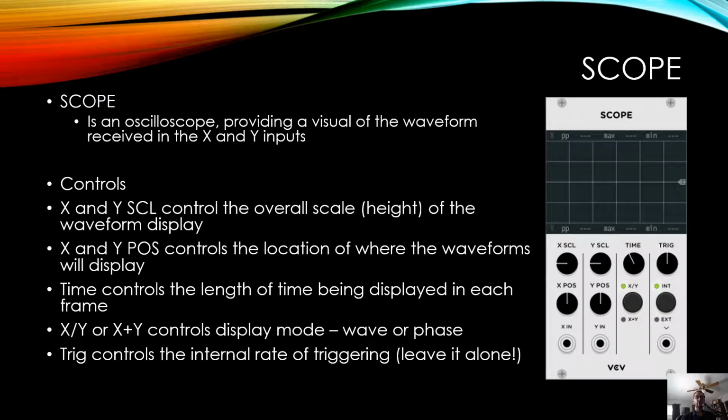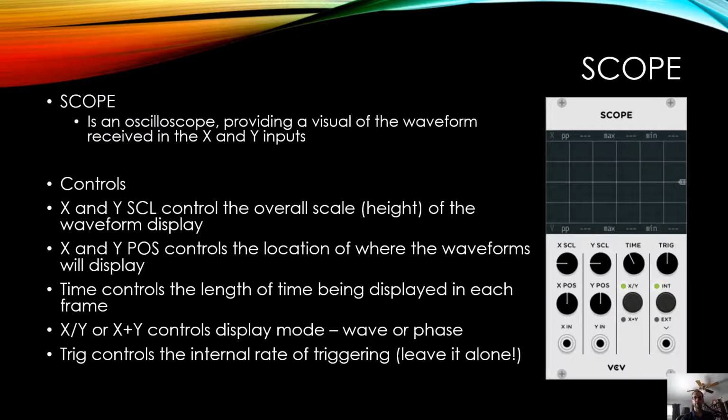Next up is the scope. This is an oscilloscope, and it gives you a visual of the waveform received in the X and Y inputs. The controls: you have X and Y scale, which control the overall scale or height of the waveform that's being displayed. X and Y position controls the location of where the waveforms will display. Time controls the length of time displayed in each frame.